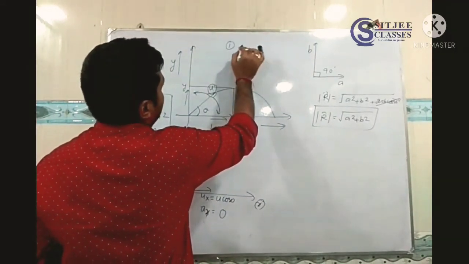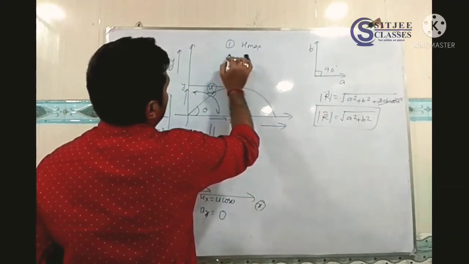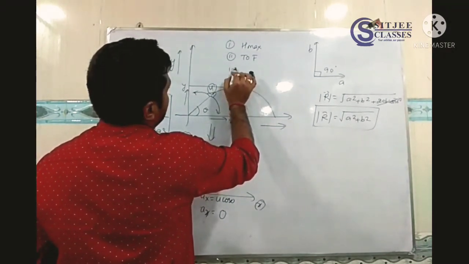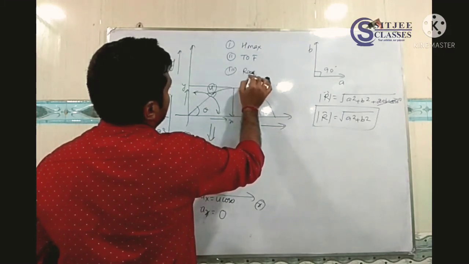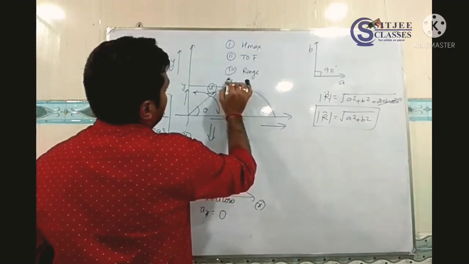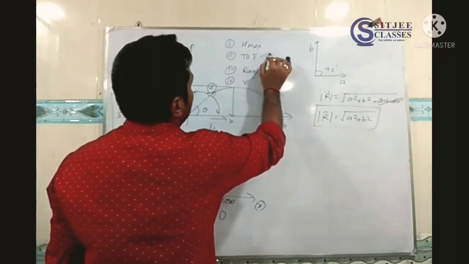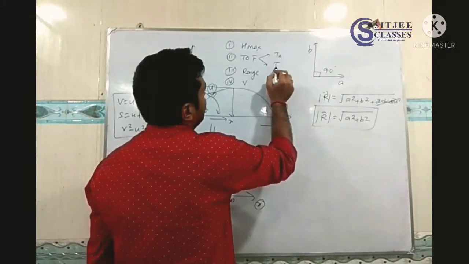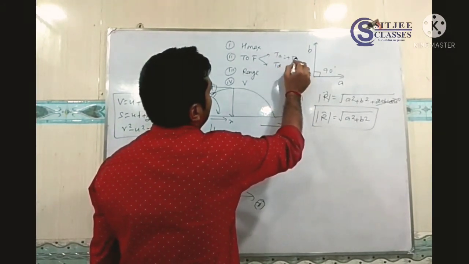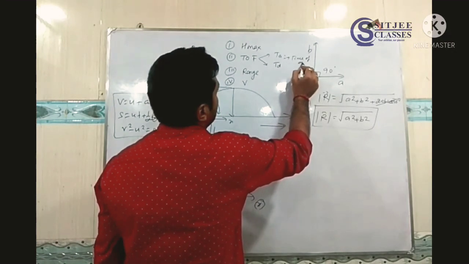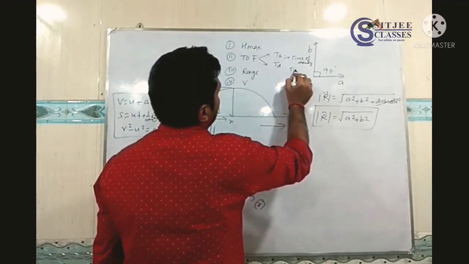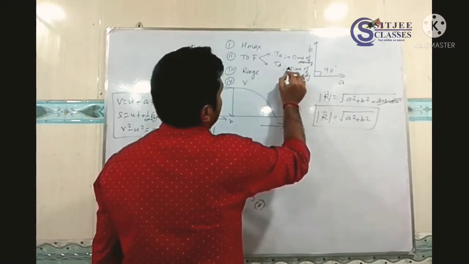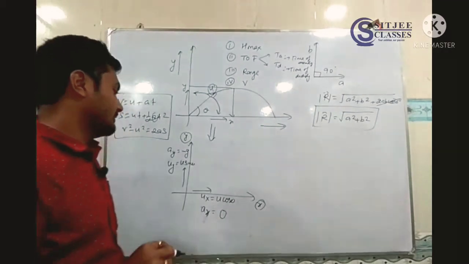Okay. Now let me classify the terms which I have to calculate. First of all, you can calculate H max. Then second, you can calculate time of flight. Then third, you can calculate range. Okay. Then fourth, you can calculate general velocity. Time of flight is actually divided into two parts. What is this? TA and TD. This is called time of ascending and time of descending. I'll explain what the meaning of this is.